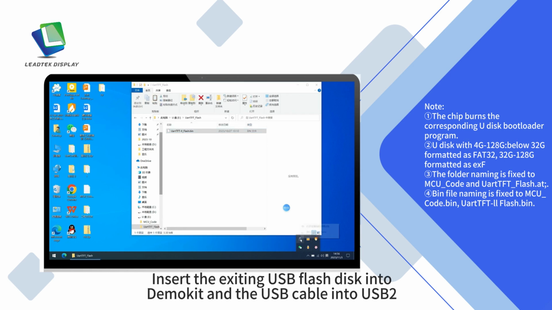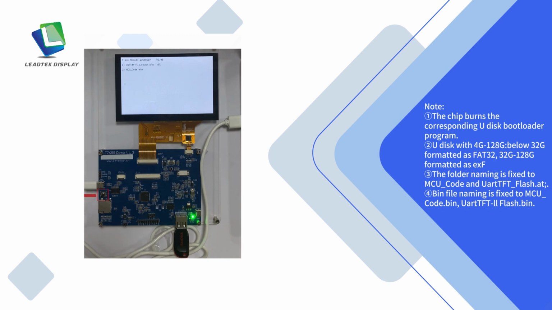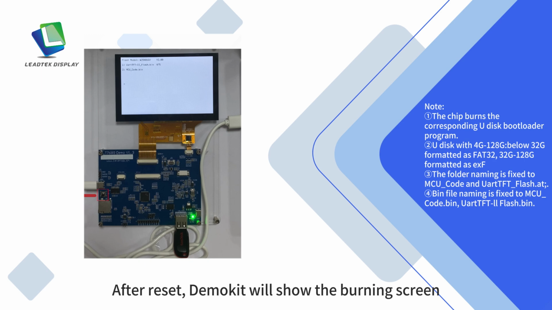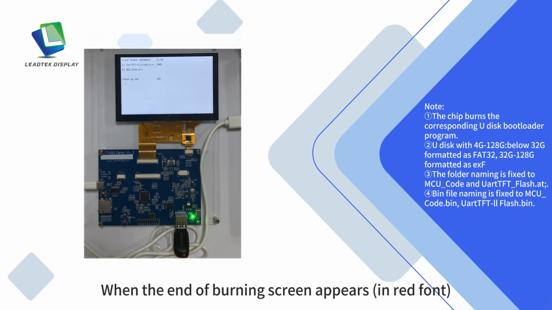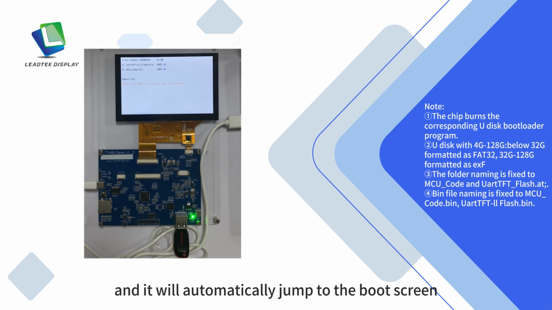Insert the USB flash disk into the demo kit and the USB cable into USB 2. After reset, the demo kit will show the burning screen. When the end of burning screen appears in red font, you can pull out the USB flash disk and it will automatically jump to the boot screen.